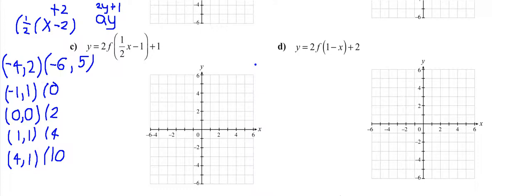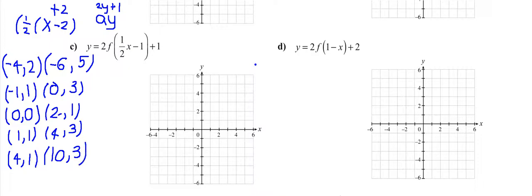Now, we take 1, we multiply it by 2, which is 2, shifted up 1 is now 3. So our coordinate for this point is 0 and 3. We take 0, we multiply it by 2, which is 0, and then up 1 is 1. We take 1, multiply it by 2 is 2, up 1 is 3. And we take 1, multiplied by 2 is 2, and up 1 is 3.